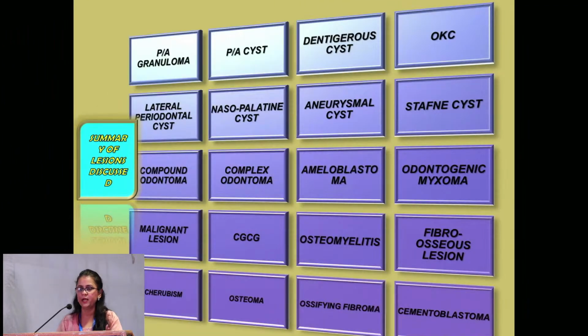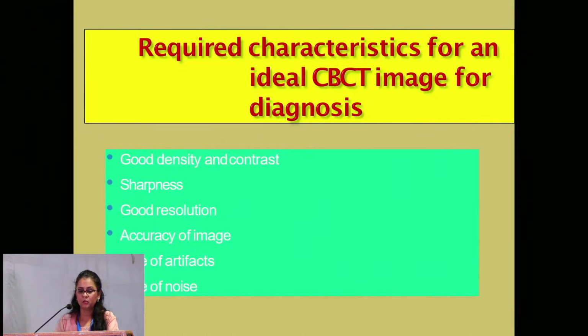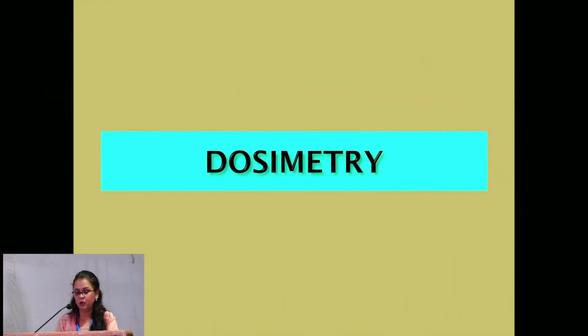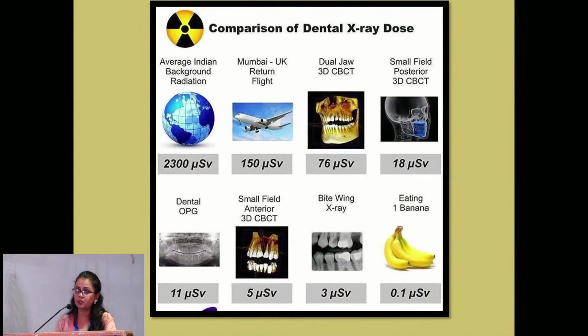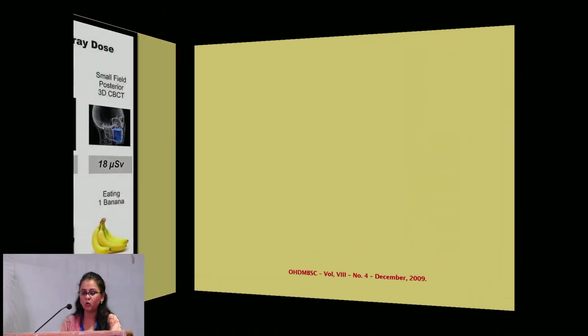So the summary is that we have looked into most of the cases here. We have discussed the advantages and disadvantages. We are aware that we are supposed to take into consideration the exposure parameters that are available, and we should always think about the ALARA principle as far as CBCT is concerned. We talk about the ALARA principle as far as 2D is concerned, but as far as 3D is concerned, it should be ALADA, as low as diagnostically achievable. Don't overexpose the patient.